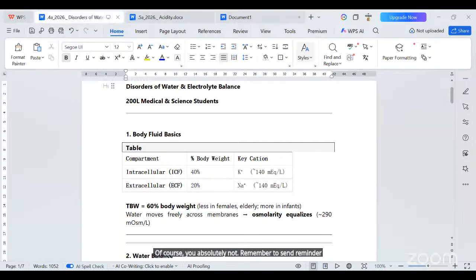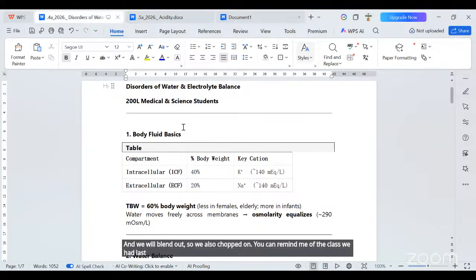This evening, I'll not take much of our time. We'll go straight to our topic for today. We've been talking about water. The last time we did total body water weight. And we also talked on, who can remind me on the class we had the class before last week?